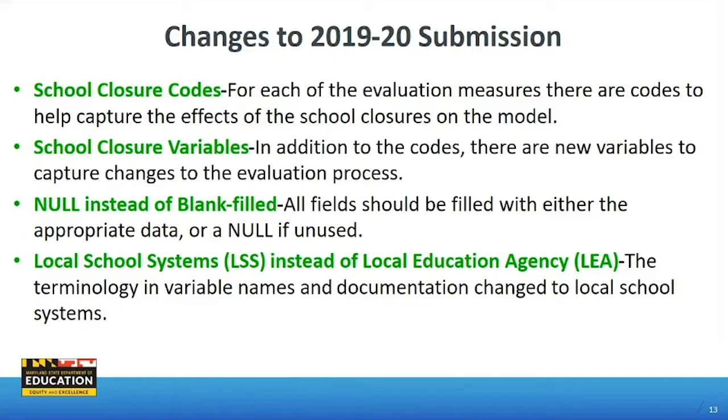The second set of changes is that there are several new variables to capture changes to the evaluation process. In addition, we've decided to make checking for missing data and true zeros easier. All fields should be filled with either the appropriate data or the text null instead of being blank filled, which was used last year. Lastly, just a change of terminology to match the ESSA terminology. We've changed from local education agency in the documentation and variable names to local school system.